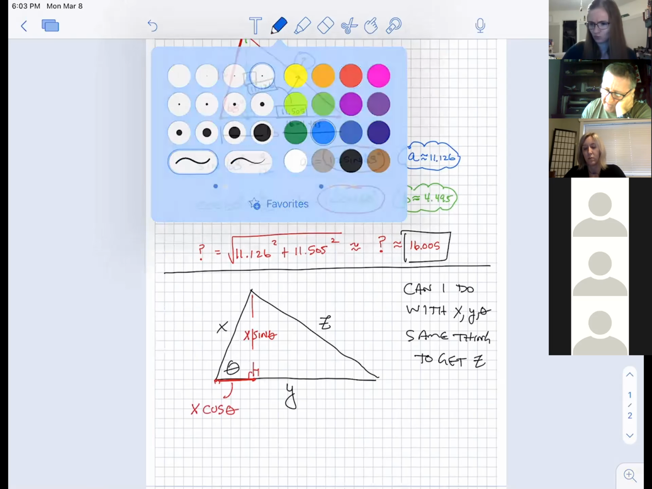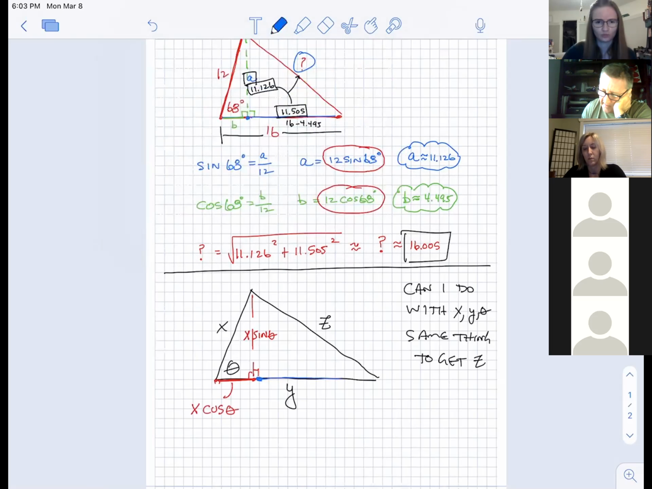And then to get this length, didn't we go... I don't think I wrote that down. Yeah, I did. I wrote it down right here. Didn't we take this overall length, 16, over here, since that was how far the whole thing was, and then we subtracted from it? So if this entire length is y, then isn't this blue length y minus x times the cosine of theta?